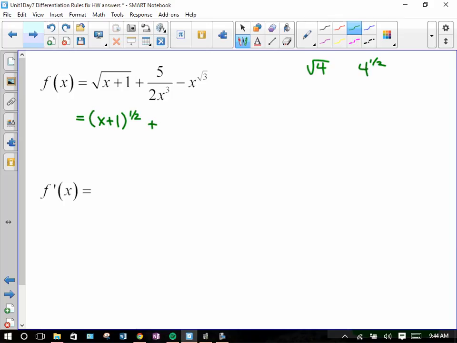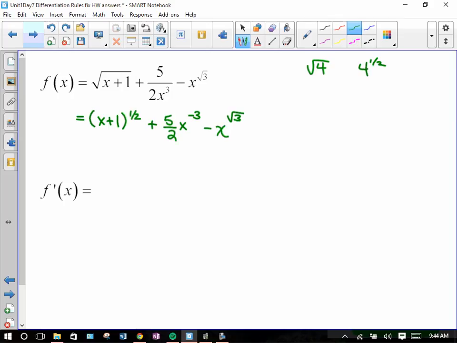Plus, right here, I have a variable with an exponent in the denominator. I don't like that, because we don't know how to find the derivative with x in the denominator yet. So we will take this x to the third and bring it up to the numerator and make it negative. So it's going to be 5 halves x to the negative third. We have minus x to the square root of 3. Okay?